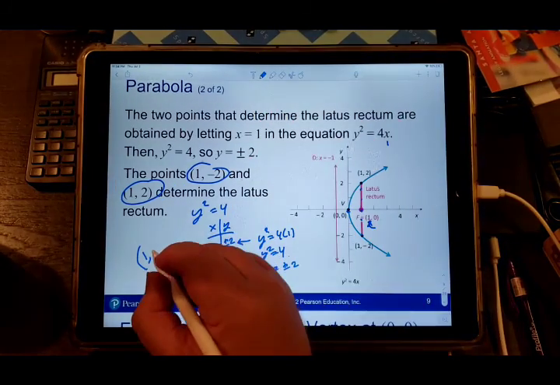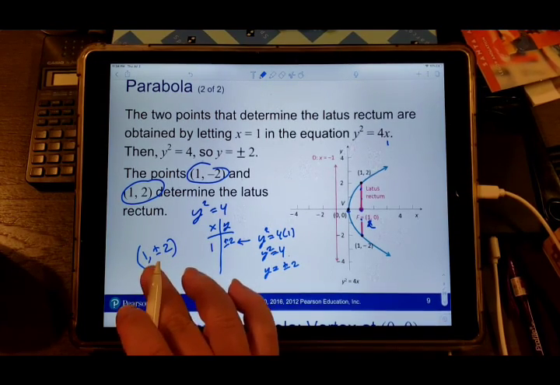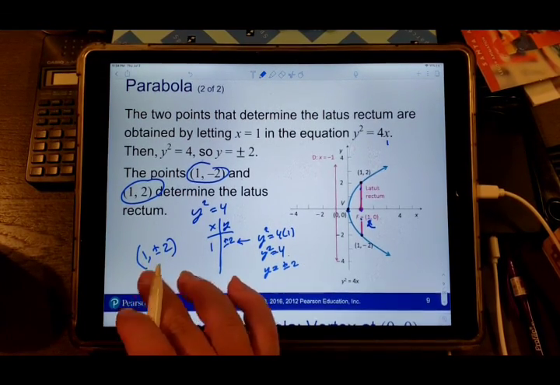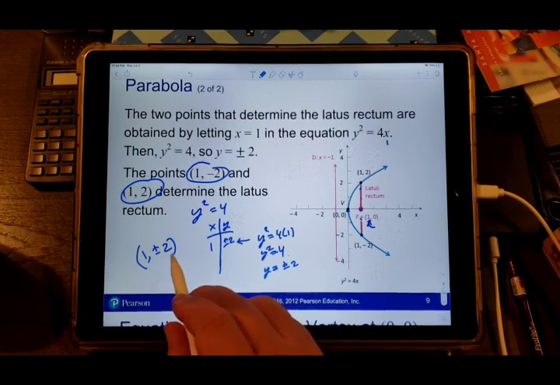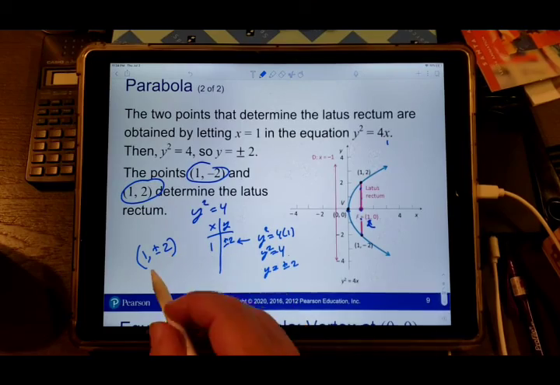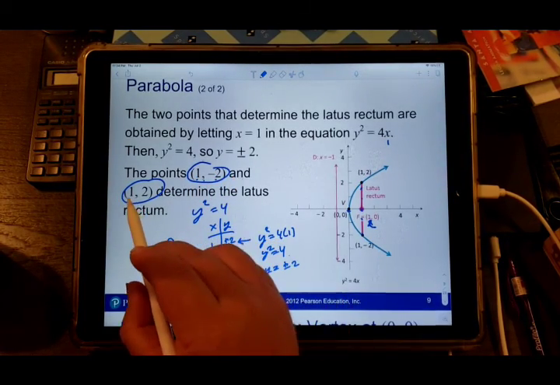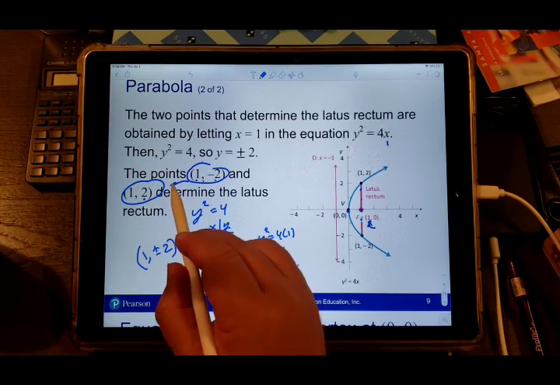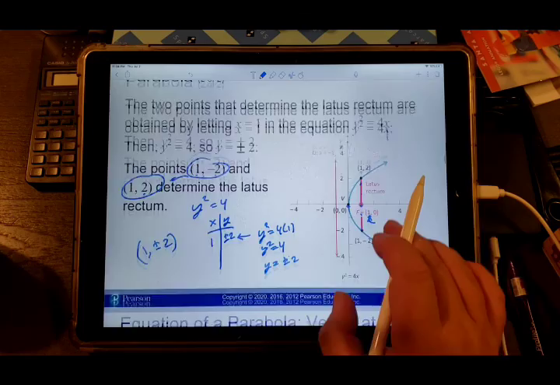Now, I don't even think there's a way to type in this 1 comma plus or minus 2 with a plus or minus. Plus or minus isn't a keyboard key. So even though that's what I might get, what are the answers? Well, 1 comma negative 2 and 1 comma positive 2. Those are the two end points of the latus rectum.